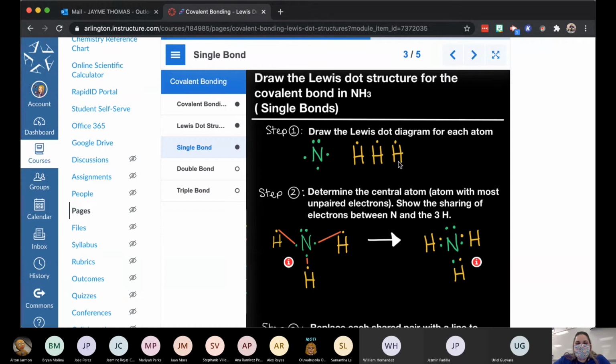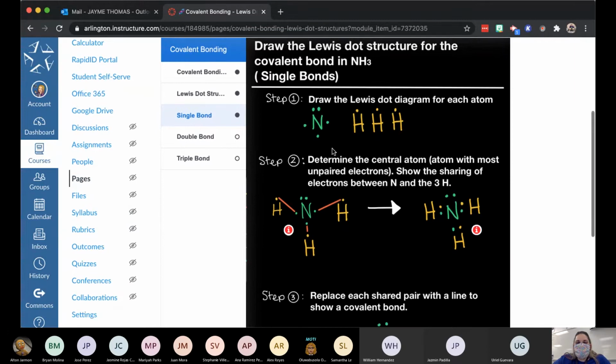Each of them gets 1 valence electron because that's how many they have on the periodic table, since they're in group 1. So then I want to determine the central atom. Typically, there's a couple different ways you can figure out the central atom. It's usually the atom that has the most unpaired electrons. I will tell you, hydrogen will never be the central atom because hydrogen only has 1 single electron. It can only make 1 bond, so it's always going to be on the outside. It's never going to be in the center, okay?